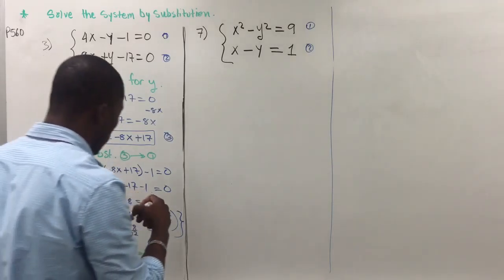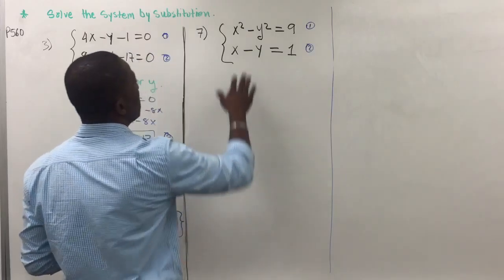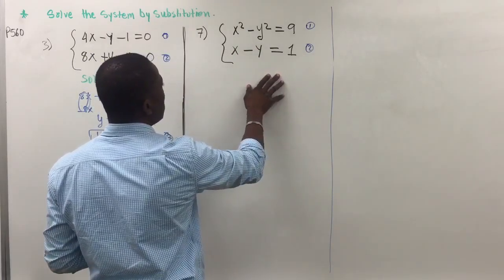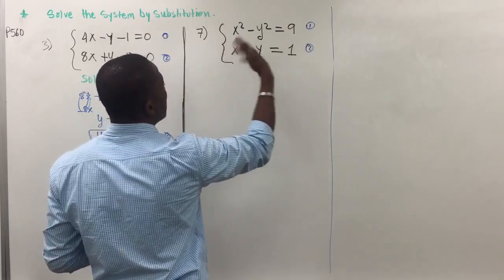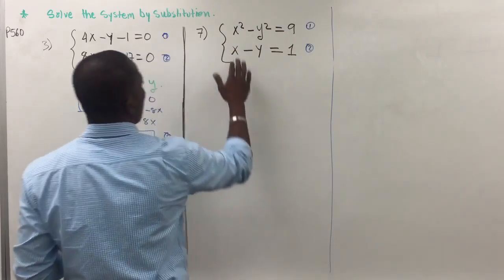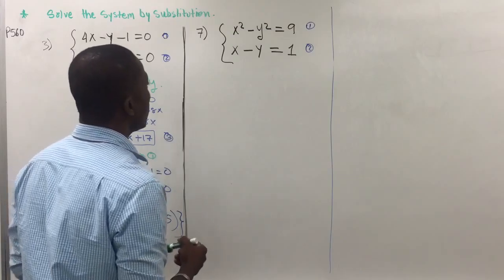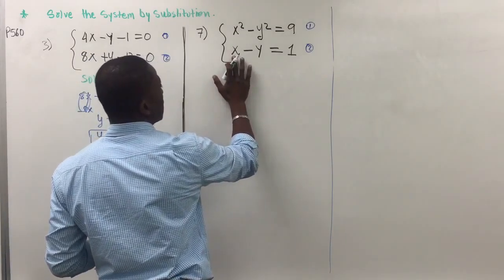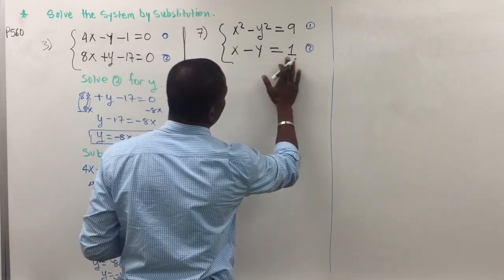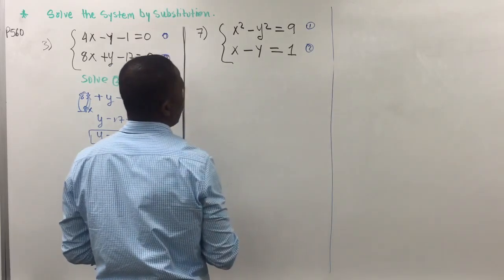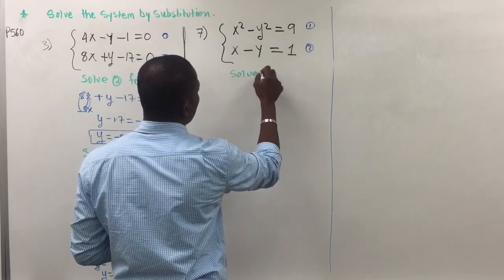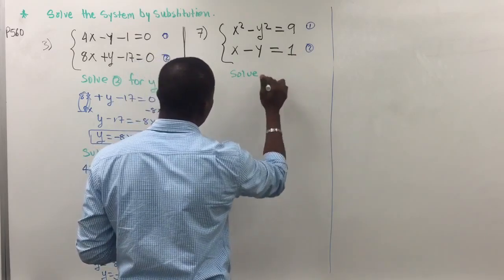Now for this equation, what we'll do is best to solve for x or solve for y here, because then that way I don't have to have a square root in my expression. Since x here is positive, I'll solve equation 2 for x.